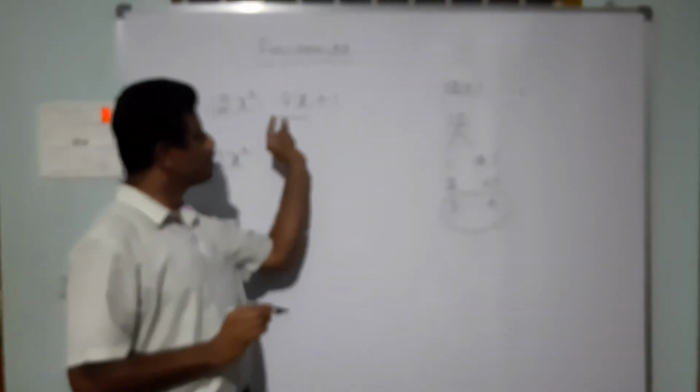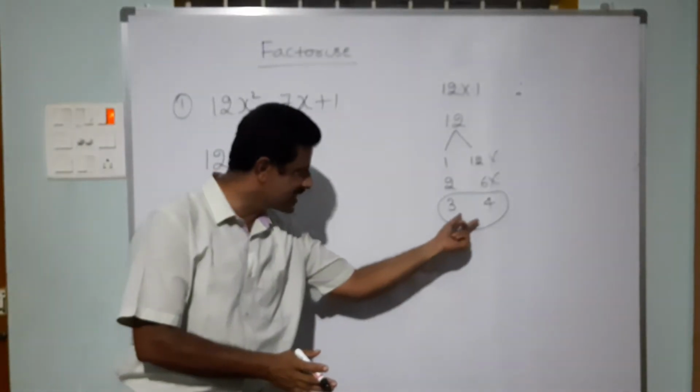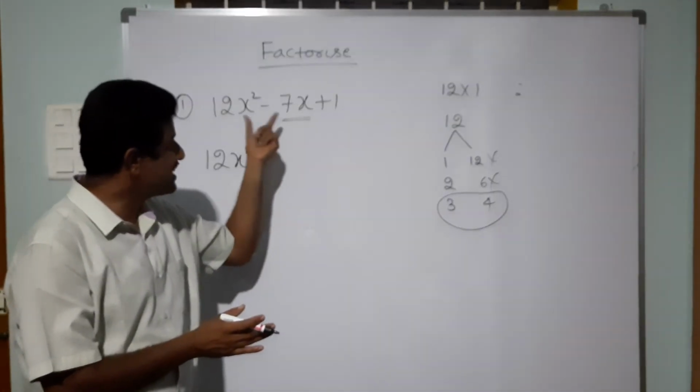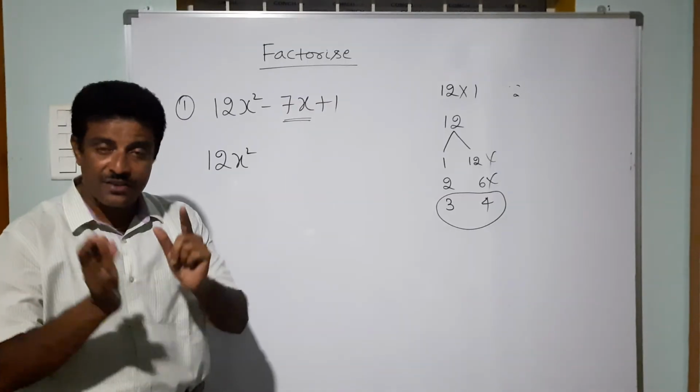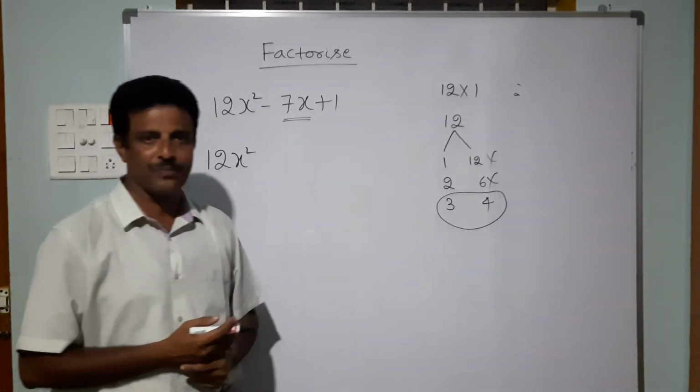Next, rule number 3. How do you find out? Rule number 3: 12x square, the middle term is split into two terms. Two terms means using these factors. The -7x that is there, you have to split it and write. What do you use? You have to use the factors. I will write, see.